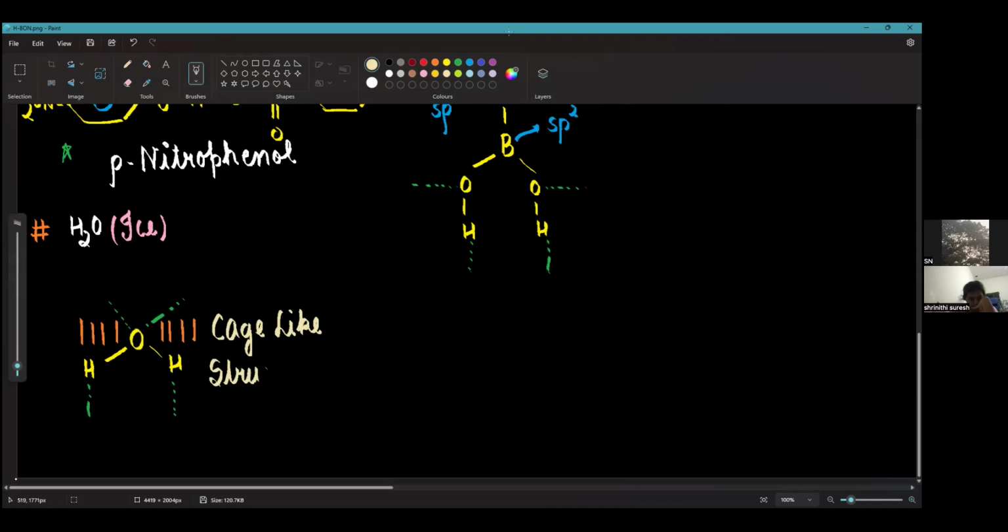So that is the reason why the density of ice is less than water and it floats on water, because there are a lot of void spaces.